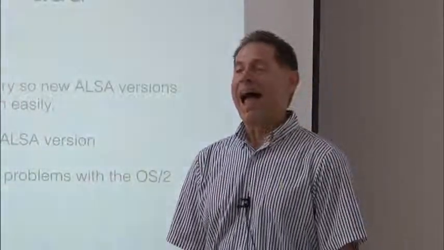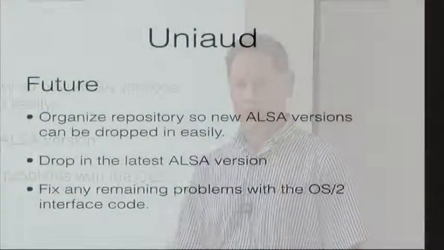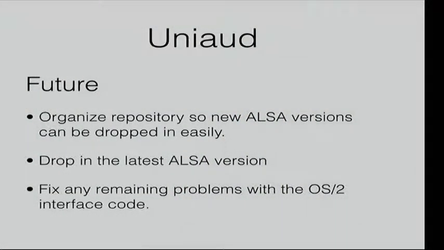After I get done with Multimac and I get wireless drivers out and working, I move on to UniAud. My plan with UniAud is to do exactly the same thing I did with ACPI. UniAud is like ACPI in that we are using a module that's written by somebody else. With ACPI, it's written by Intel. It's called the ACPI component architecture. And essentially, all of the OS2 stuff is built around that.